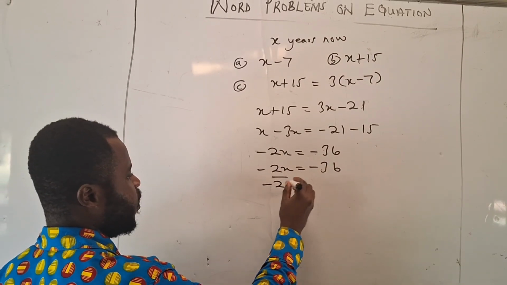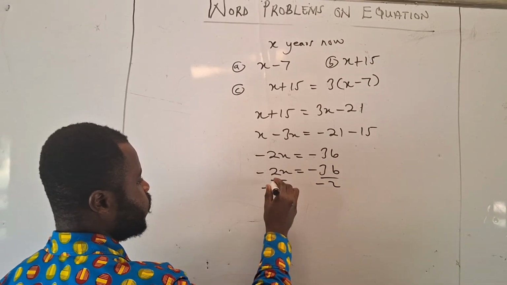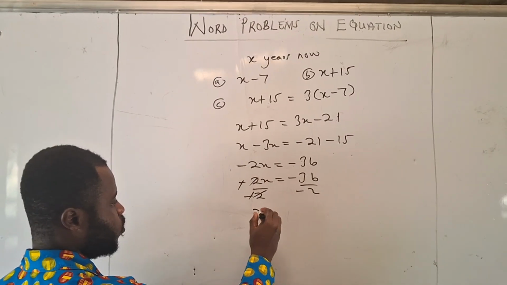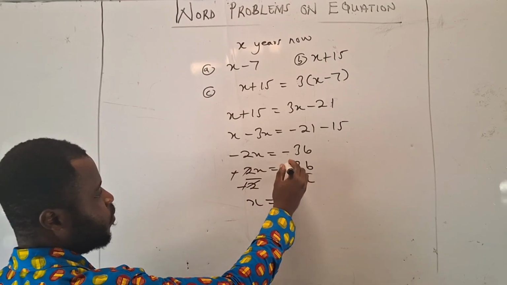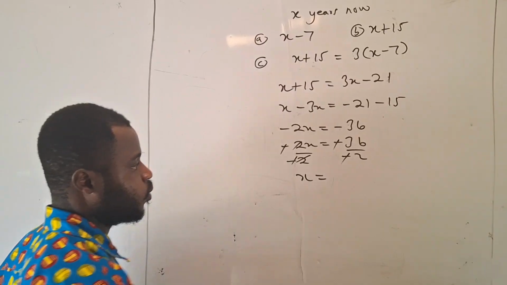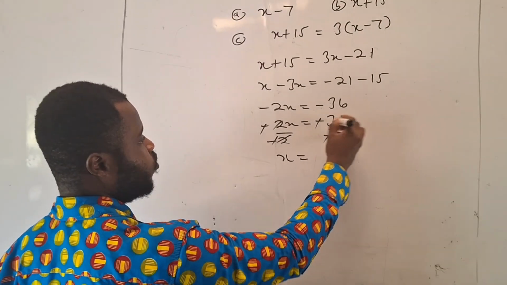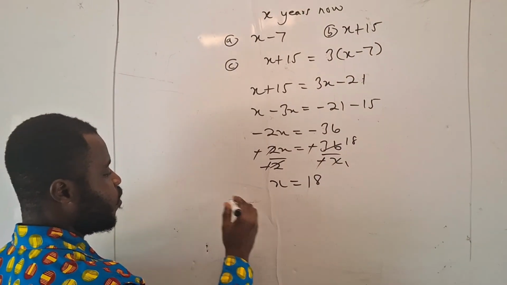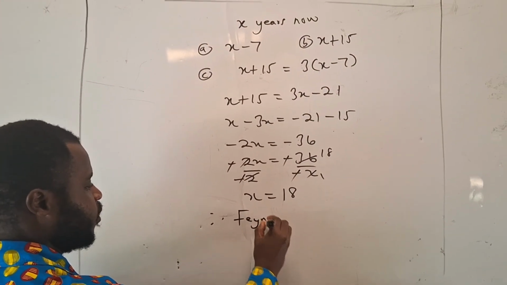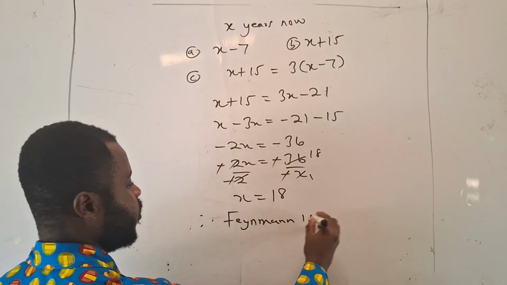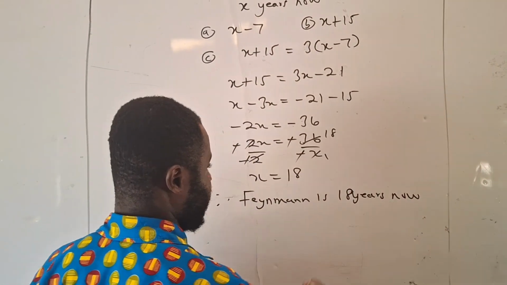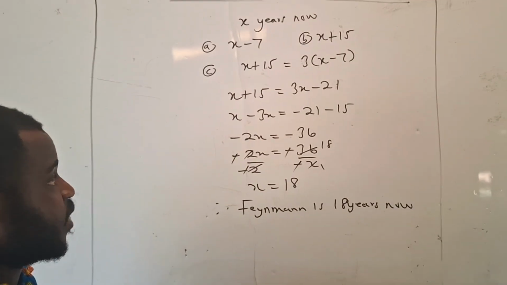We divide by negative 2. Negative 2, negative 2 cancel. Now, negative cancels negative. So 2 divides 2, gives 1, and 2 divides 36, gives 18. So x is equal to 18. So, therefore, Find Man is 18 years now. Is it true that it's 18 years now?